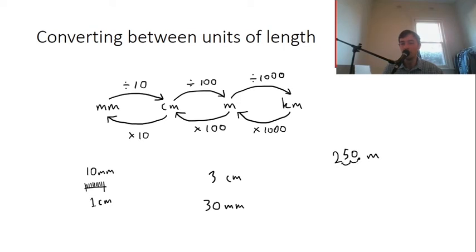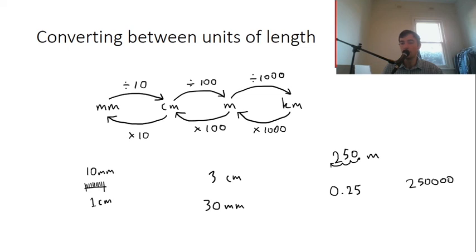And how do I know it's to the left and not to the right? It's a similar kind of idea. If I'm dividing, I know the number's getting a lot smaller. So the answer is 0.25.